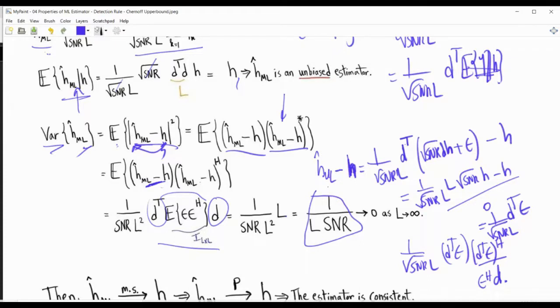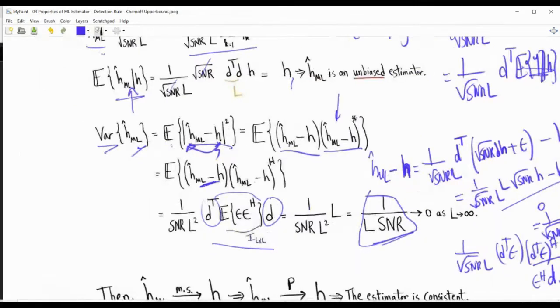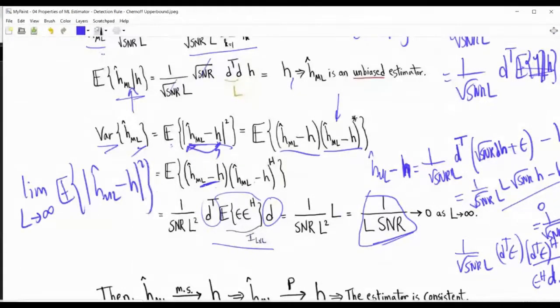So this expression is sort of intuitive, and as you can see, it goes to 0 as L goes to infinity. So what we have is that the limit as L goes to infinity of the expectation of the magnitude of H_ML minus H, squared, is equal to 0, right?